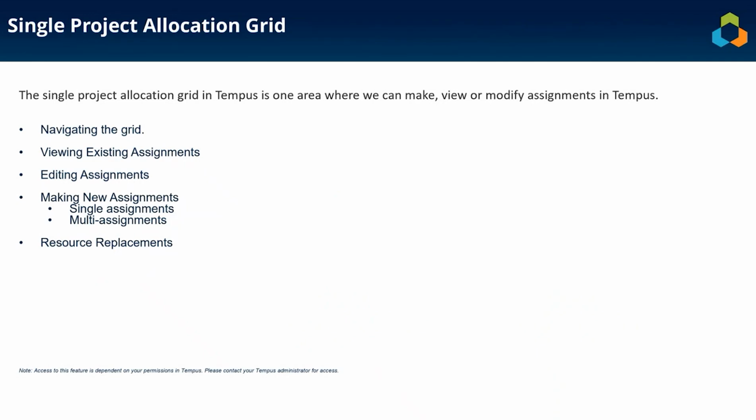The other area is the bulk project allocation flat grid, and we're going to look at that in a separate video. But today we're just going to give a short tour of the single project allocation. I'll show you where I can see, edit, and create those new assignments. I'll show how we can enter the resource replacement area in Tempus. And then we're going to look at a newer feature. I'm going to show how to enable the multi-assignment, and then we'll go through a simple use case of how you might take advantage of that.